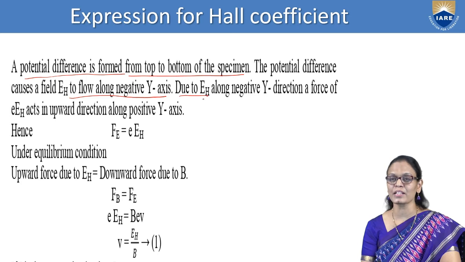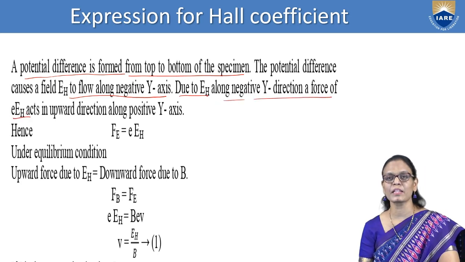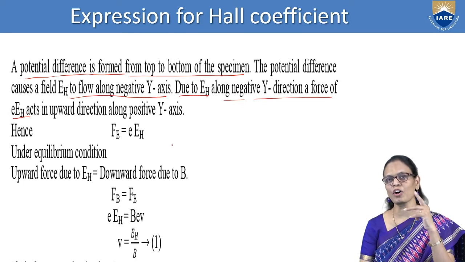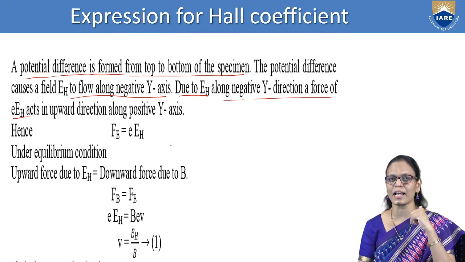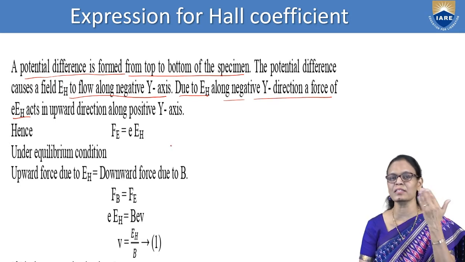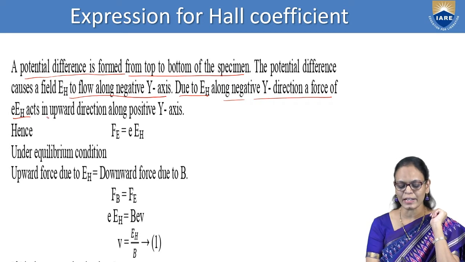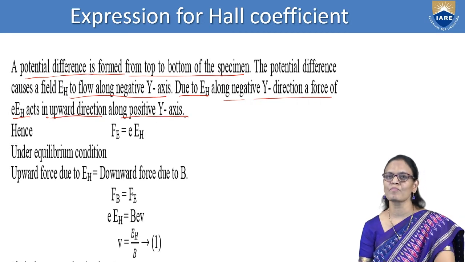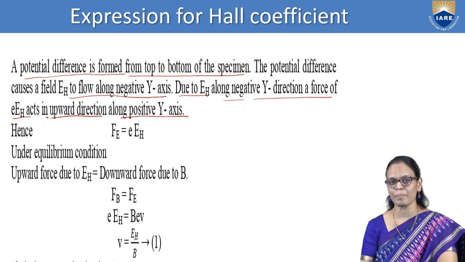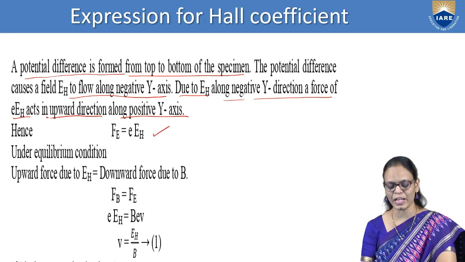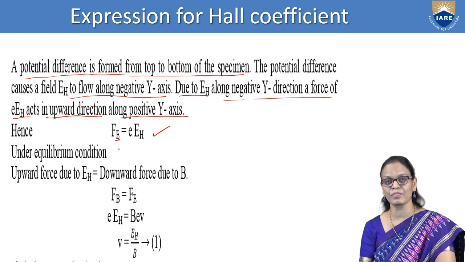And due to EH, what do we have? There is a force that acts in the upward direction. So because of the electric field and the magnetic field, there is a force acting on the charges, the force that separates the charges, acting in the upward direction along the y-axis. Then we have a force due to the electric field, which is given by Fe is equal to E EH. So Fe denotes the force due to the electric field.